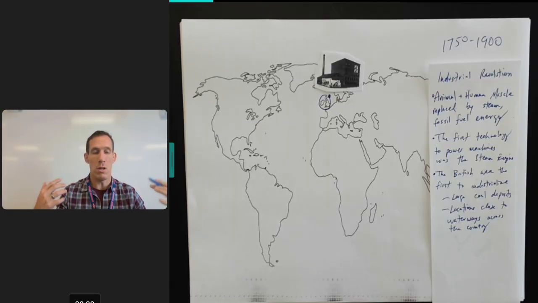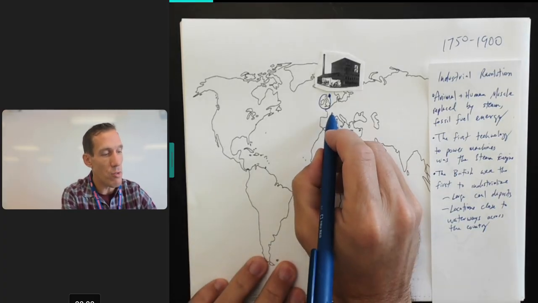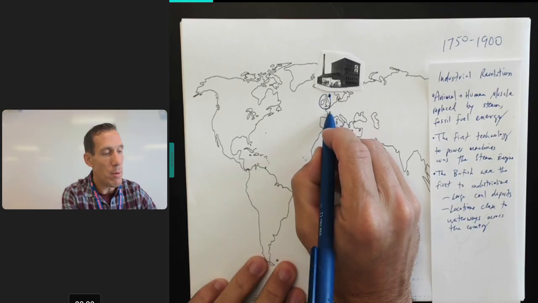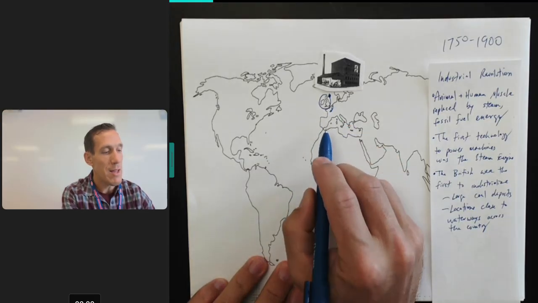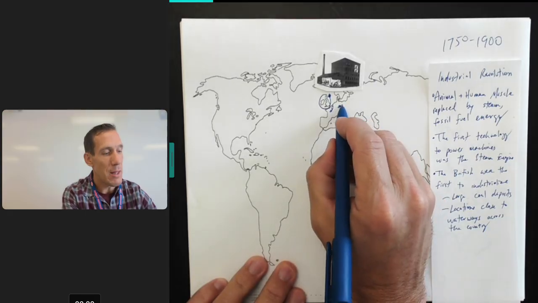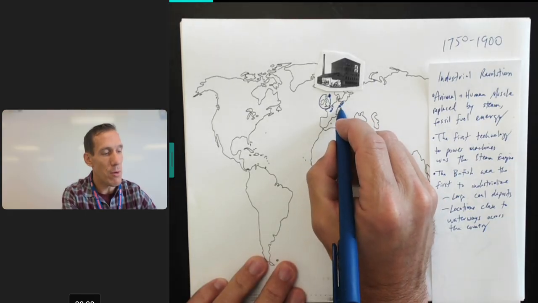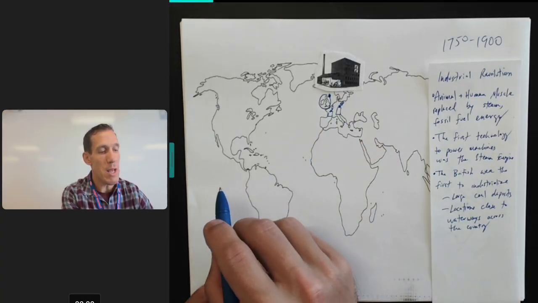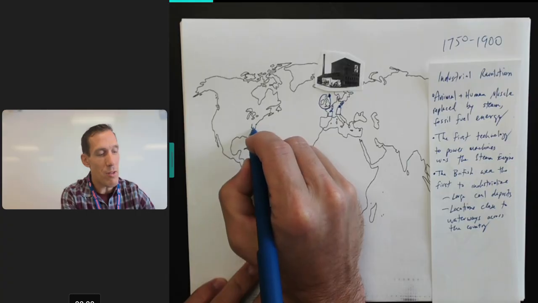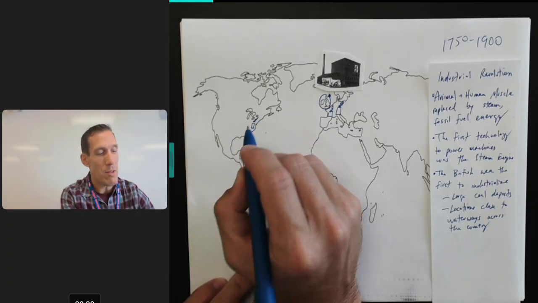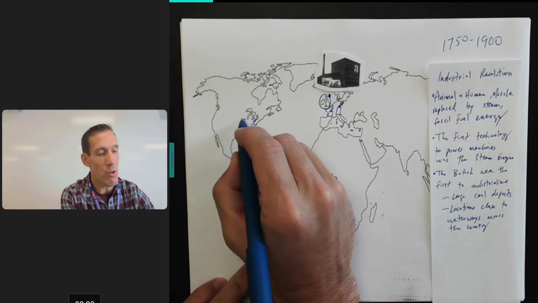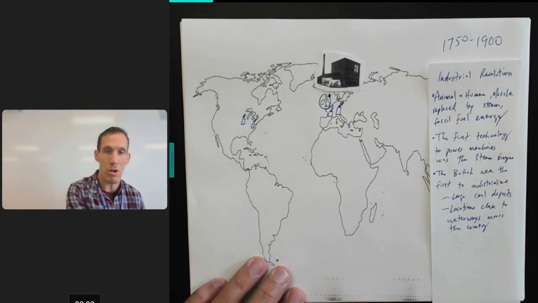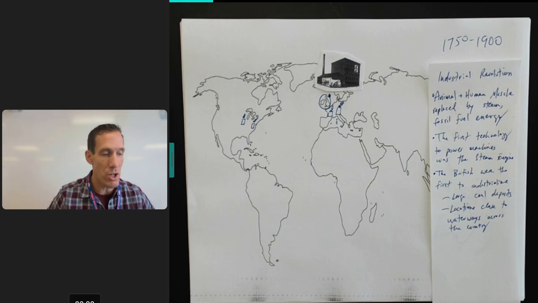After that, we got factories popping up all over the place. I'm going to make a little smoke thing that's in France. A lot of smoke. We've got to make a little smokestack, I guess. France, Germany, and then the east coast of what, at this point, is the United States, and also the Midwest. My hometown, Chicago, had a lot of industrialization going on there too.